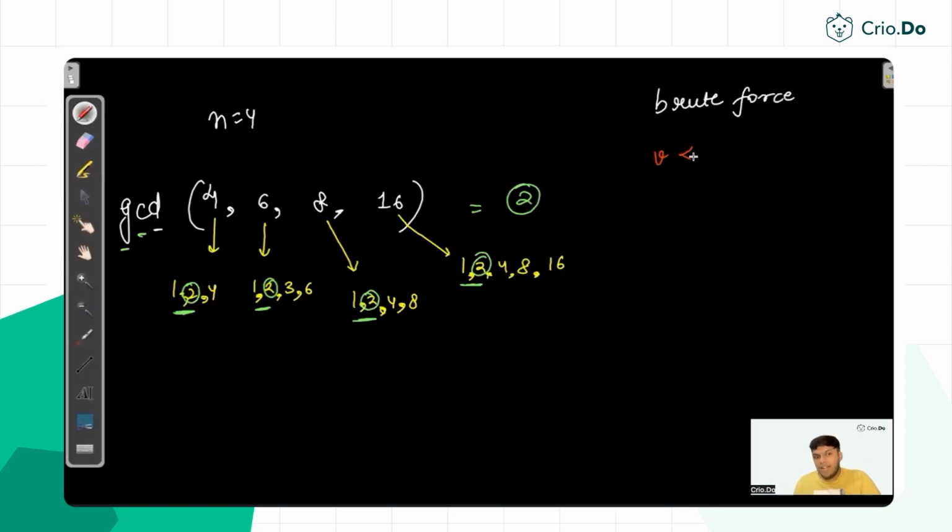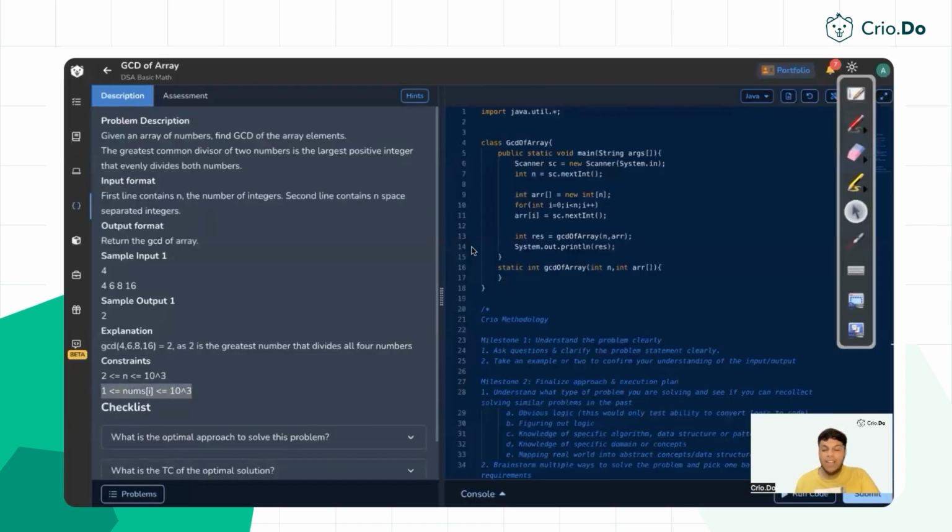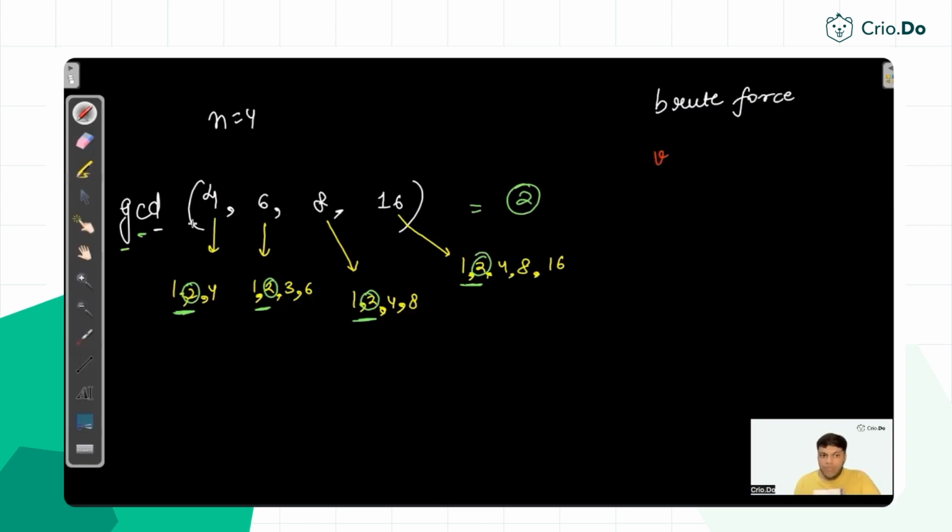So V can be anything from 1 till 10 raised to power 3. In order to find the factors of the value V, we will be taking order of V time complexity. But this is just for one number. How many such numbers will be there? There will be n such numbers, that is array elements, where n is the array size. So in total it will be n into V time complexity.